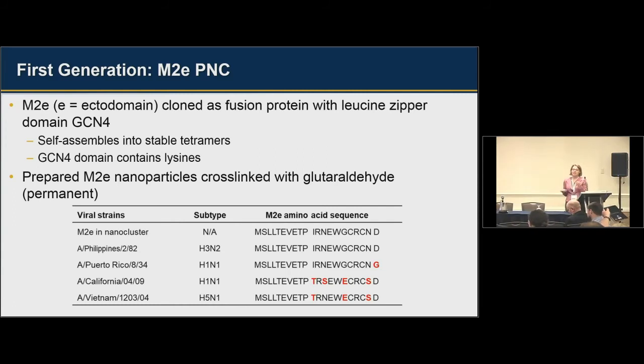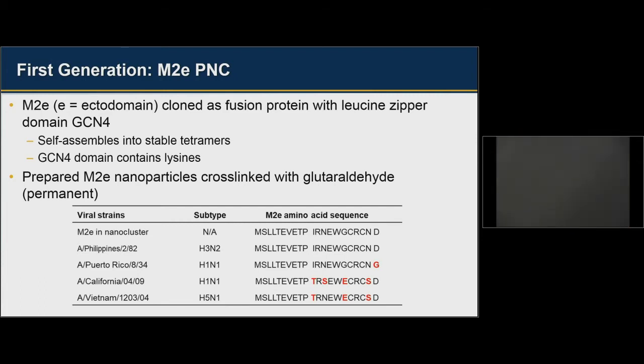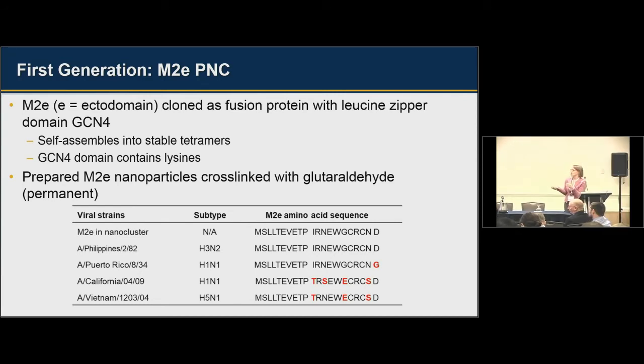And so the first thing that has to be done, once you start taking small components of these proteins, is to make sure we're preserving the quaternary structure. M2e is supposed to exist as a tetramer, so we first had to engineer the ectodomain, the outside domain of M2e, and we cloned it as a fusion protein with a leucine zipper domain. The name's not important, but basically it gets it to self-assemble into tetramers. So you have a more natural-looking structure of the protein, even though it's not at all in its normal place on the virus.